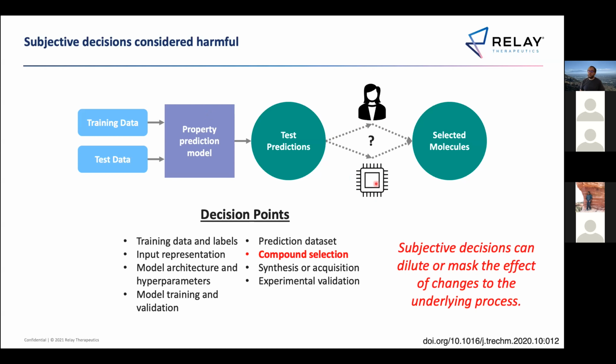Whereas if I have an automated procedure that stays constant and I can control for it, changes I make over here will have direct impacts on the output and I can immediately do the credit assignment to know whether I've actually made an improvement in my process or whether I've just introduced some additional subjective noise.